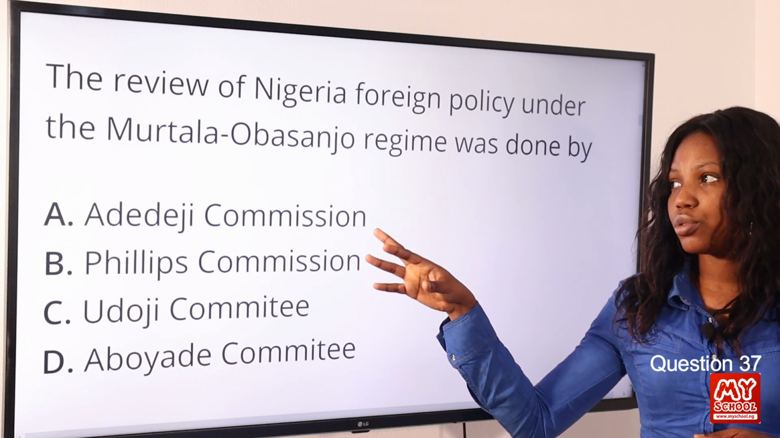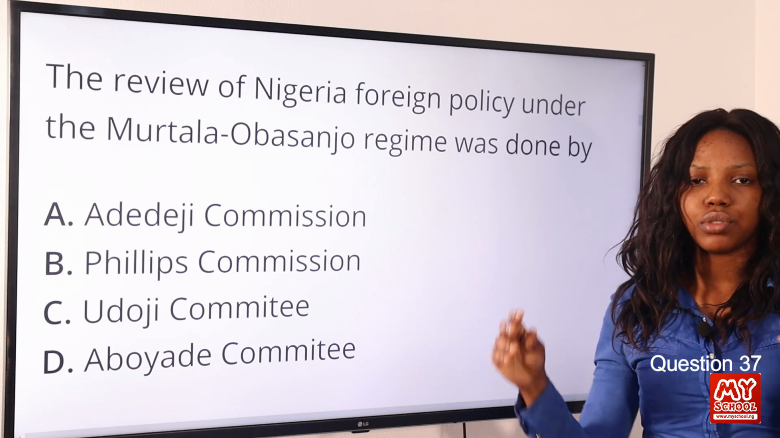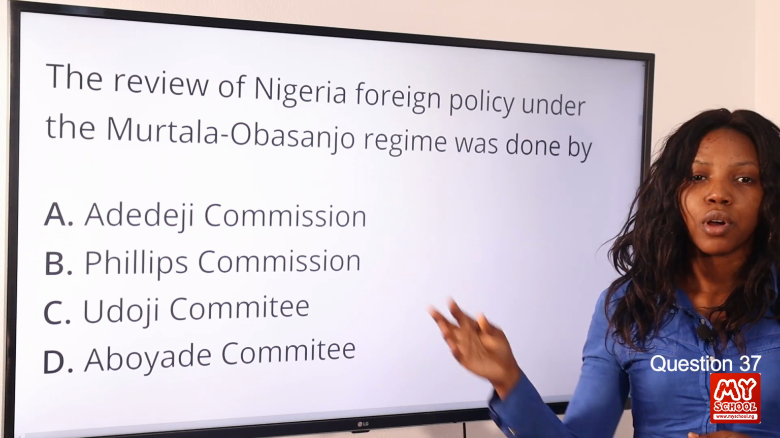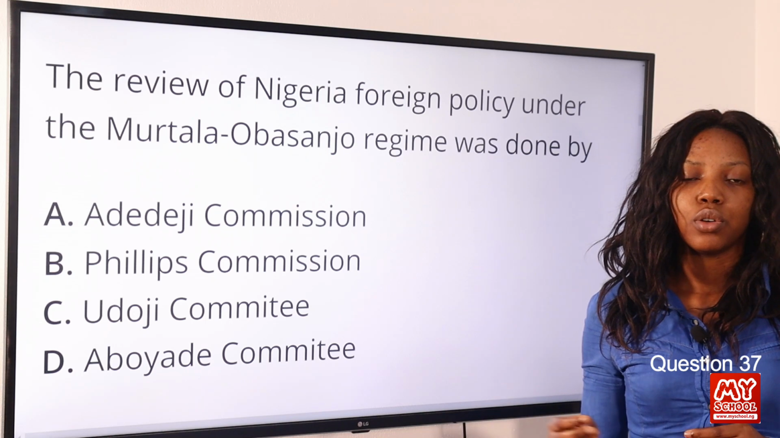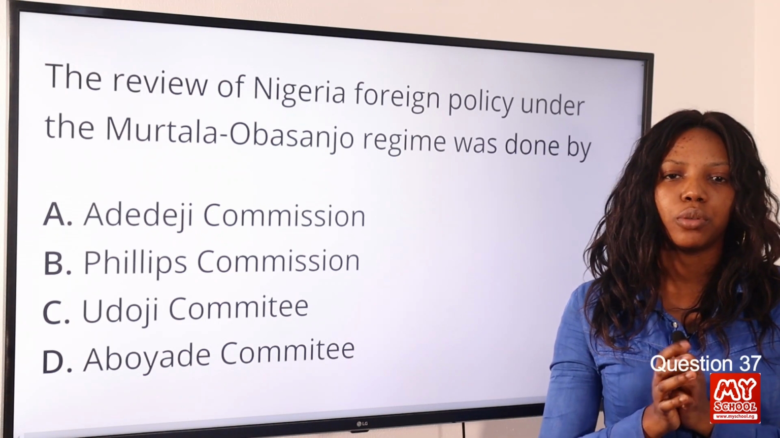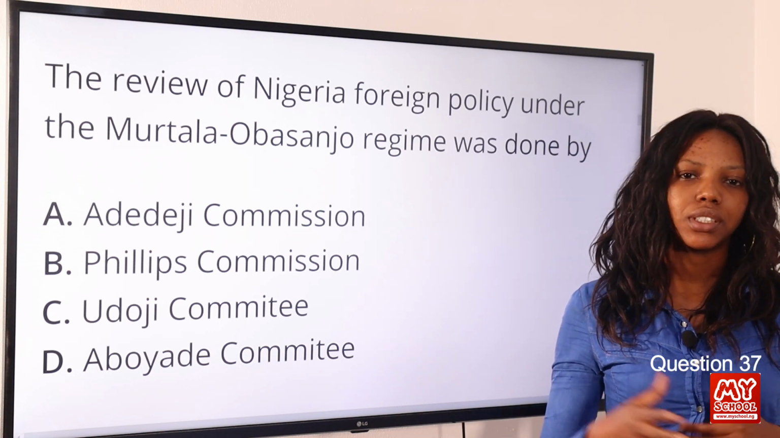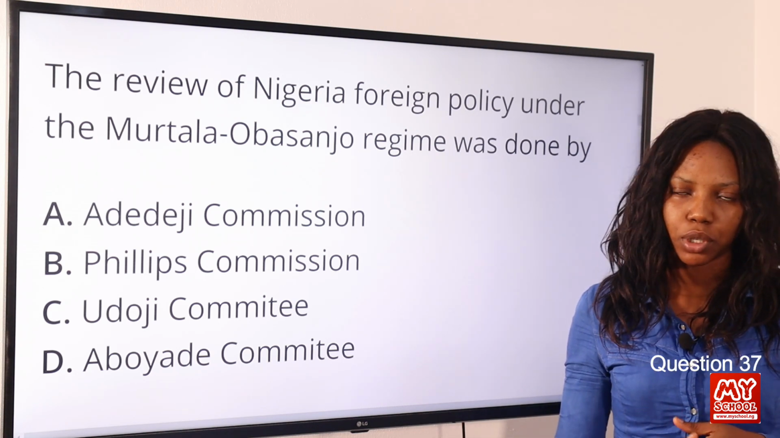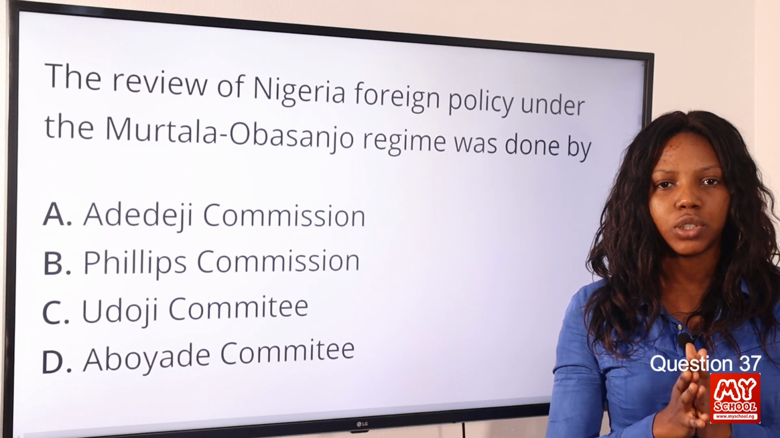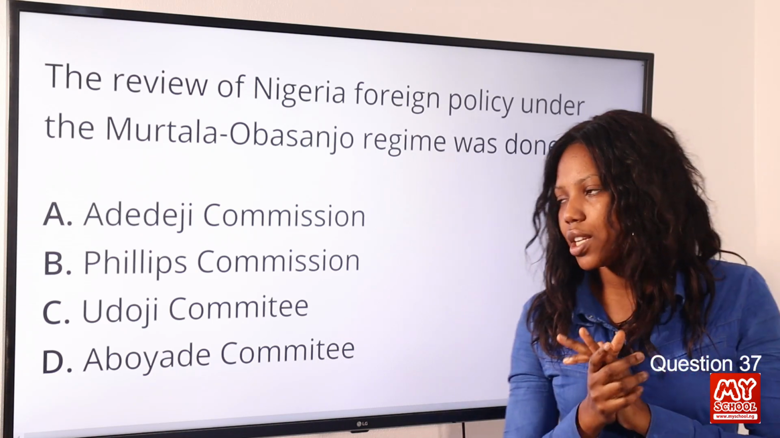This committee was set up during the Muritala/Obasanjo regime of foreign policy, which was between 1975 and 1979. It was set up and chaired by Adebayo Adedeji, who was then the Federal Commissioner of Economic Development, to complete the review of the Nigerian foreign policy system. One of the things that made this period remarkable was that it favored decolonization and self-determination of African states. So the answer to this question is option A, Adedeji Commission.